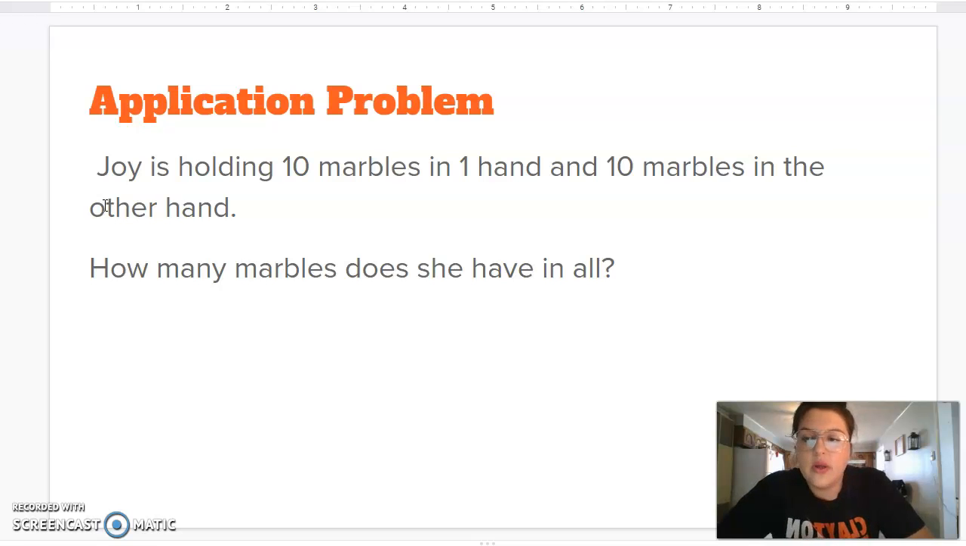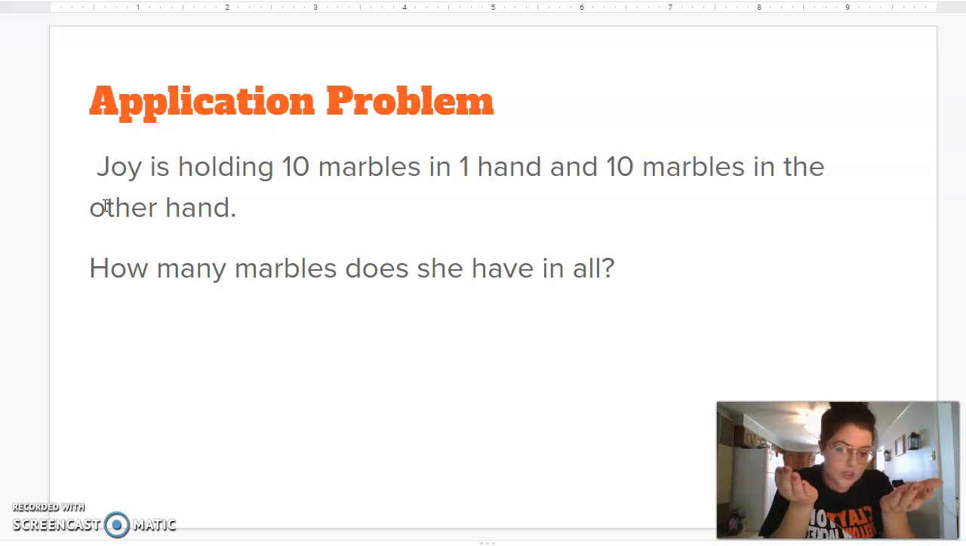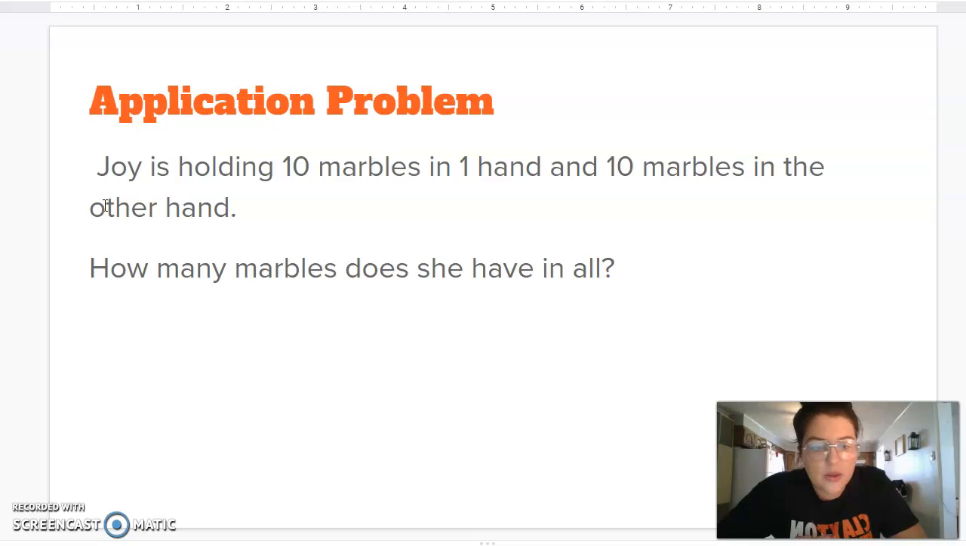Well, we know that it's easy to just count. 1, 2, 3, 4, 5, 6, 7, 8, 9, 10 in one hand. And the same, 1, 2, 3, 4, 5, 6, 7, 8, 9, 10 in the other hand. But wouldn't it be easier just to count by tens? So if we had a quick 10 to represent one hand and a quick 10 to represent another hand, we would have 2 quick 10s. How many marbles is in 2 quick tens? What is 2 quick tens worth?